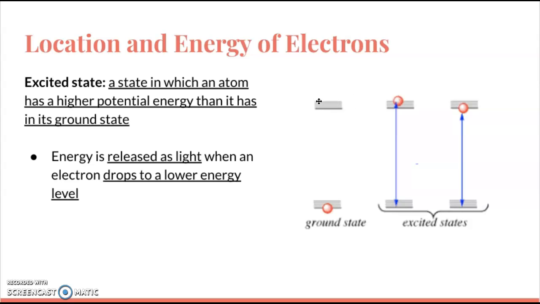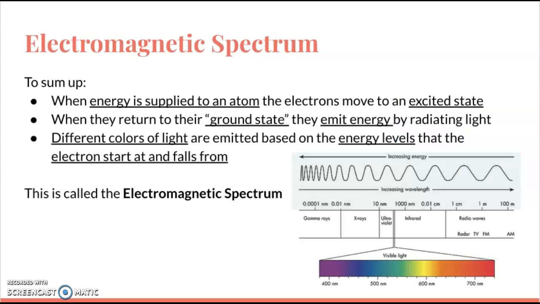Okay, when my electron then falls back down to ground state, because it doesn't want to be up here, it wants to be stable. When it's dropping back down, that's when light is going to be released. Okay, that photon is going to be released as it drops back down. And when it drops back down, we said, right, that's when light is going to be produced, right?